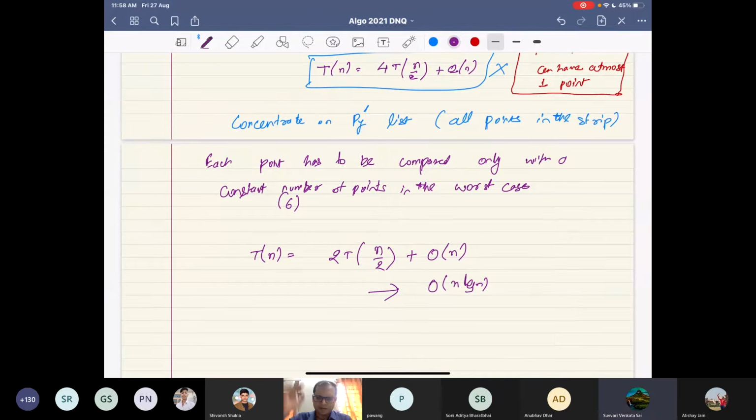For each point, we are doing 6 comparisons. Right. But if I'm comparing 2 points, that's a constant time thing. For comparing 2 points, I don't have to go to my algorithm. For comparing 2 sets, I have to go to my algorithm.